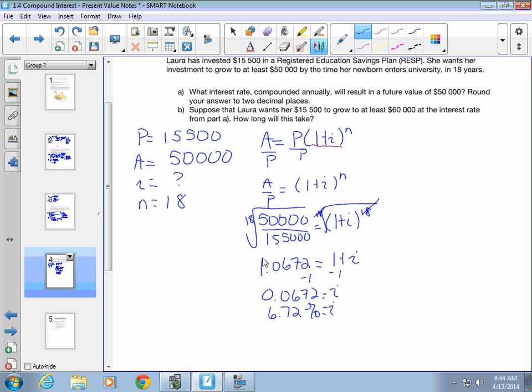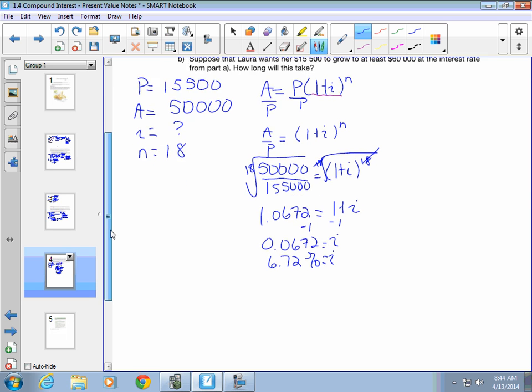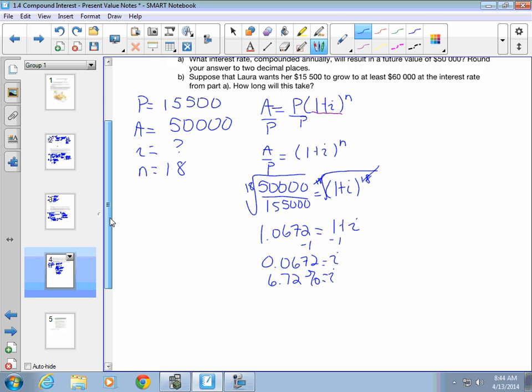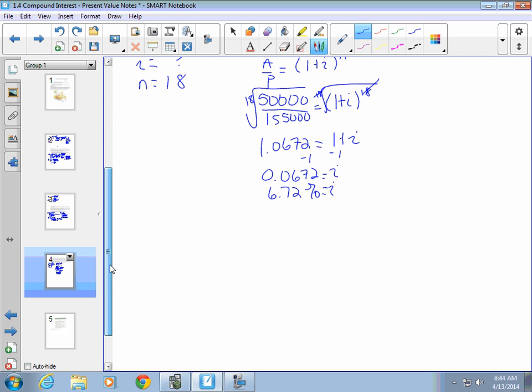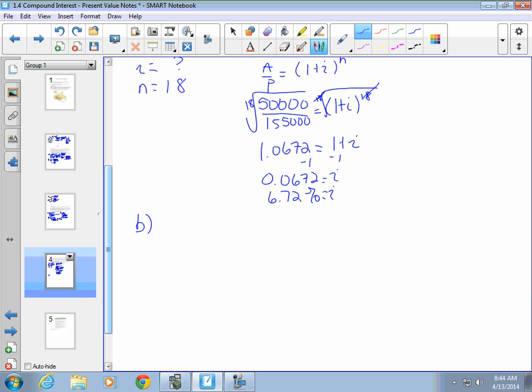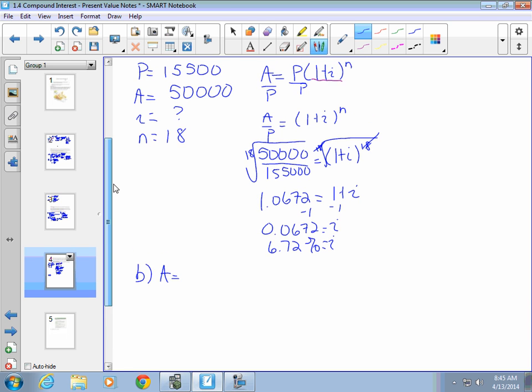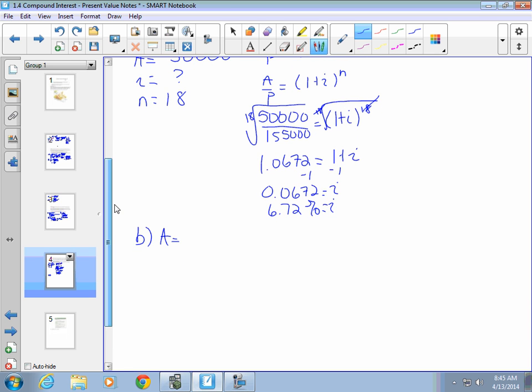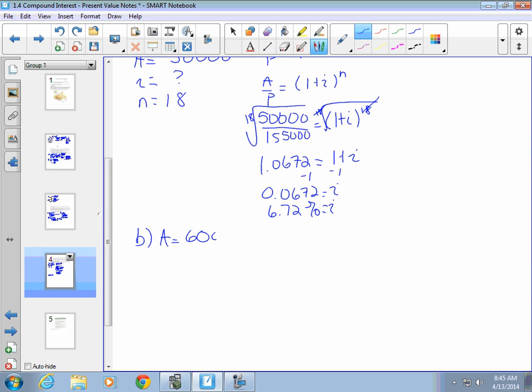Okay, B says, suppose that Laura wants her $15,500 to grow to at least $60,000 at the interest rate from part A. How long will that take? So what we want to find in this case is our N, right? Our A is going to be, what did she want it to be? $60,000 instead of 50. Our present value is going to be $15,500. Our interest rate we know is 6.72. We want to know what N is.